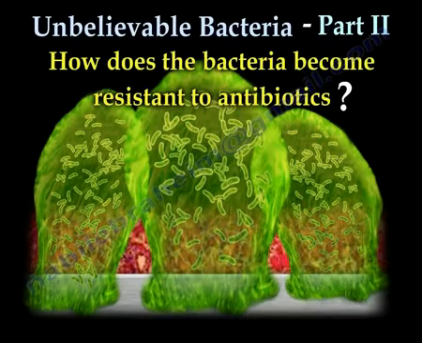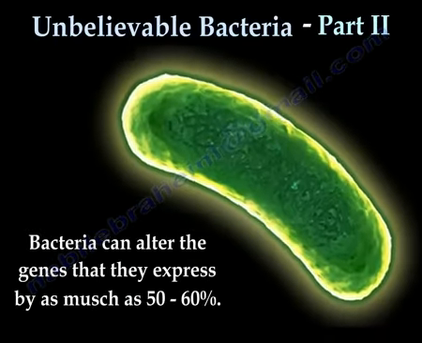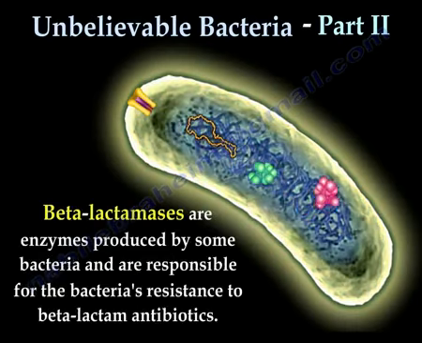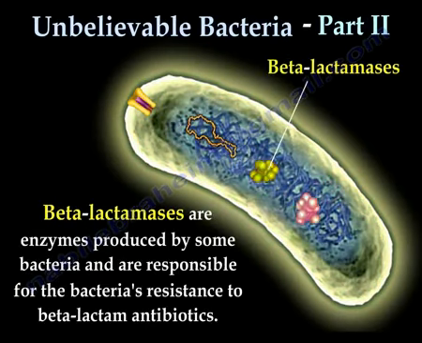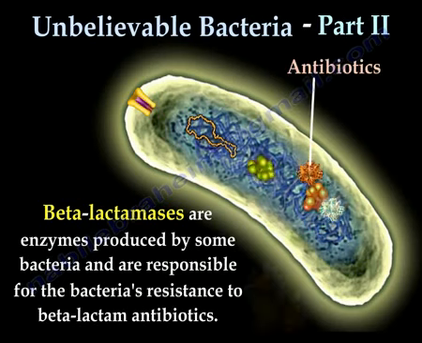So how does the bacteria become resistant to antibiotics? The bacteria can alter the genes they express by as much as 50 to 60%. By doing this, the bacteria can produce enzymes such as beta-lactamases, which destroy certain antibiotics before they can reach their target site.